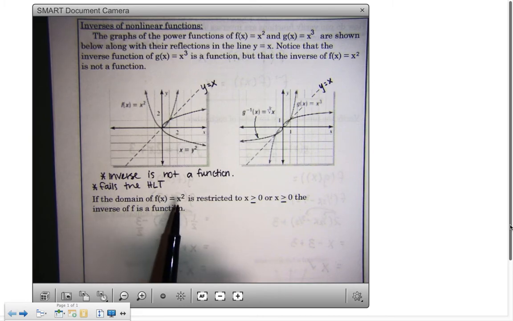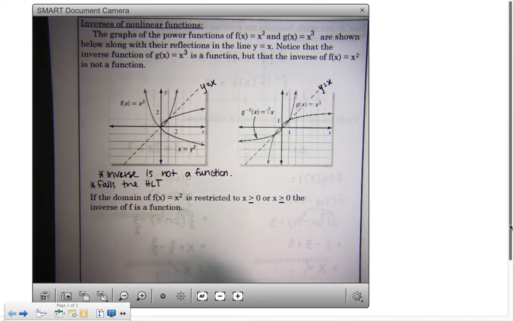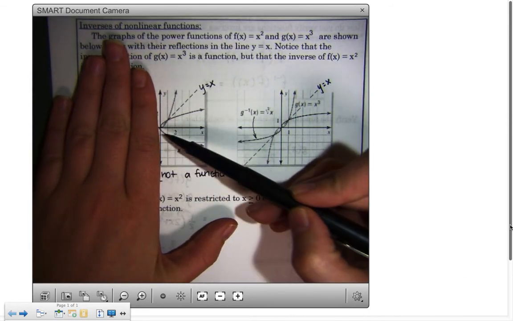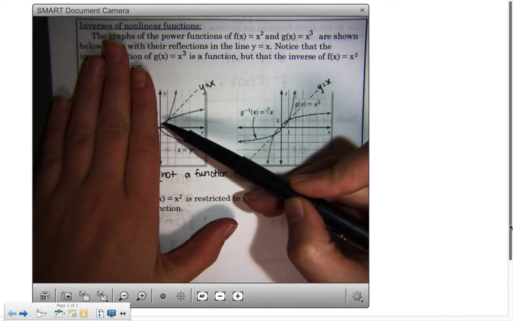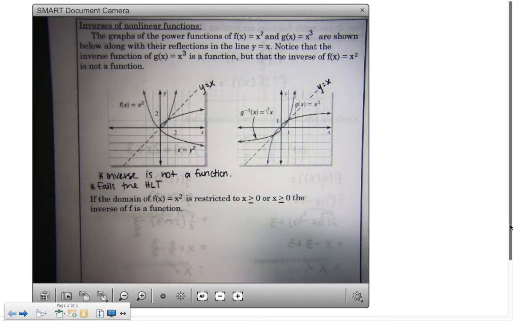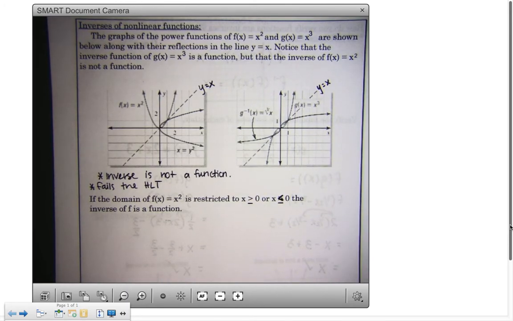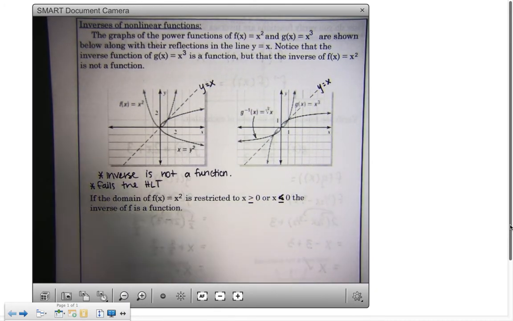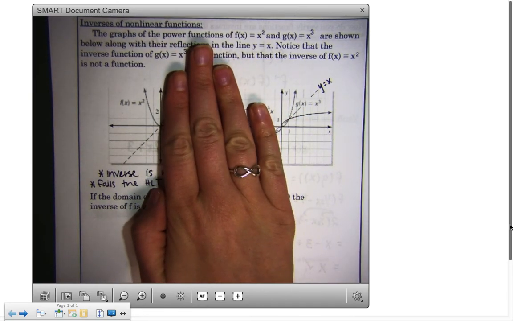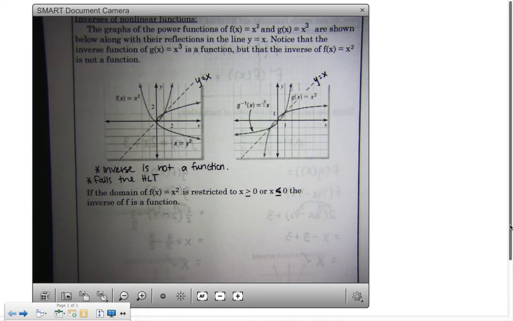We can restrict the domain of x squared to be either x is greater than or equal to 0, then you would only see the right side of the function because you would only have x values that were bigger than 0. Or you could restrict it so that x is less than or equal to 0. Then you would only see the left side of the graph, with x values less than or equal to 0. If you restrict the domain, then the function's inverse becomes a function.